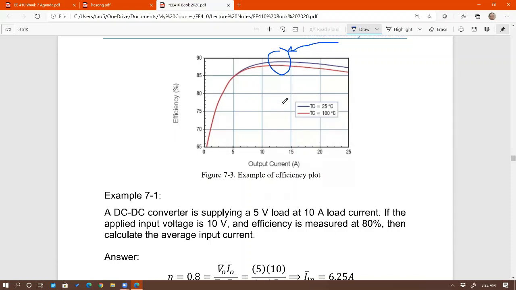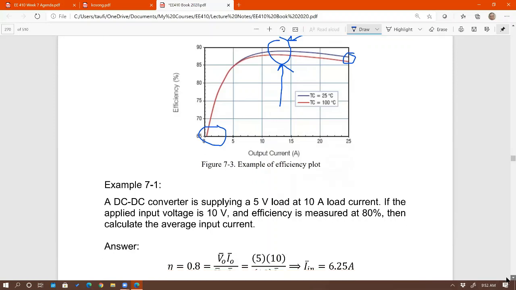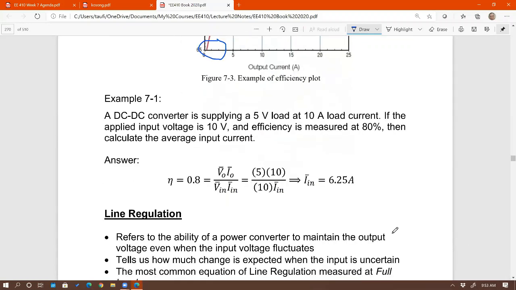That's why they're listing the peak efficiency, not the full load efficiency, definitely not the low load efficiency, right? Here's an example. A DC to DC converter is supplying a 5-volt load at 10 amps load current. If the applied input voltage is 10 volts and efficiency is measured at 80%, then calculate the average input current.